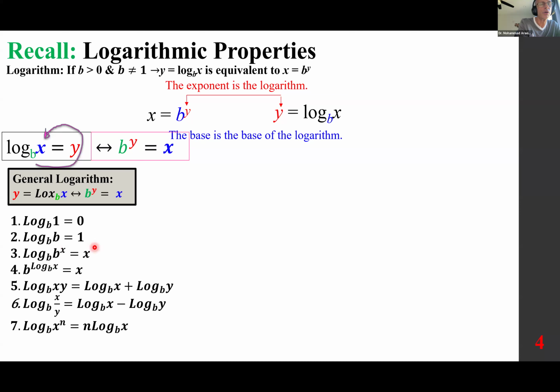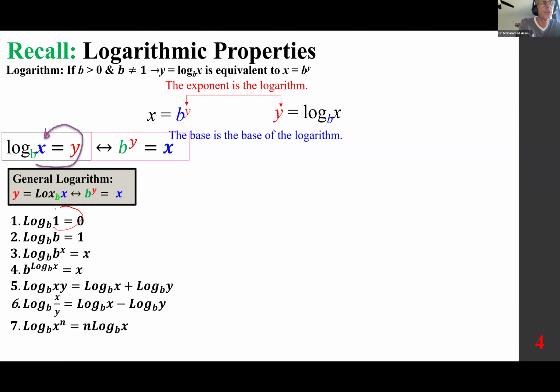Log base b of b to the power of x is x. b to the power of log x base b equals x. And this is the product rule: log of xy base b is log x plus log y, both of them base b. Log of x over y base b is log x minus log y, both of them base b. This is the quotient rule. And finally, the power rule: log base b of x to the power of n, you put the n in front, becomes n log x base b.